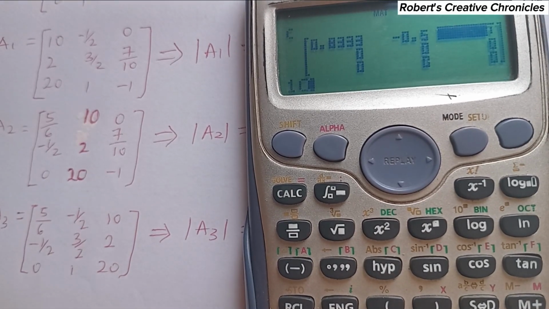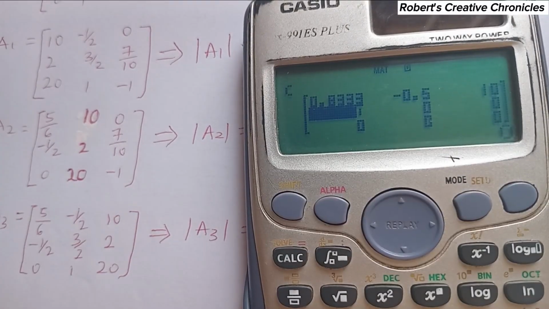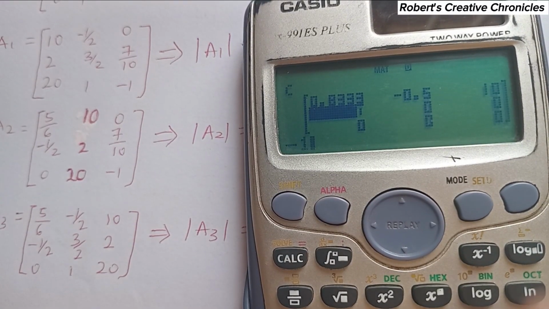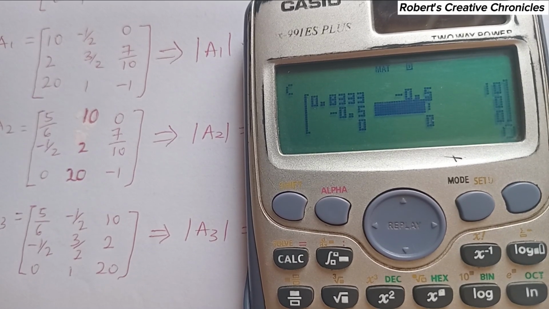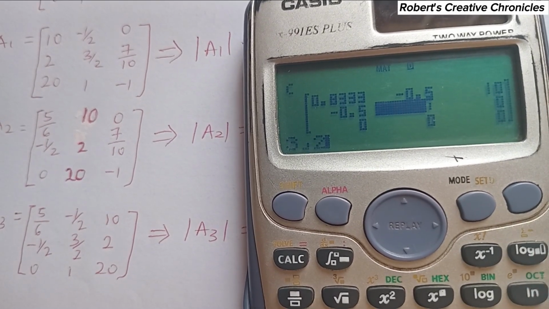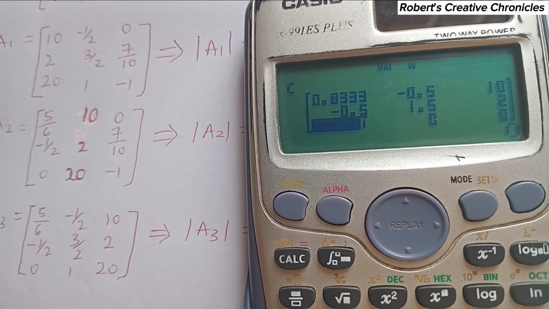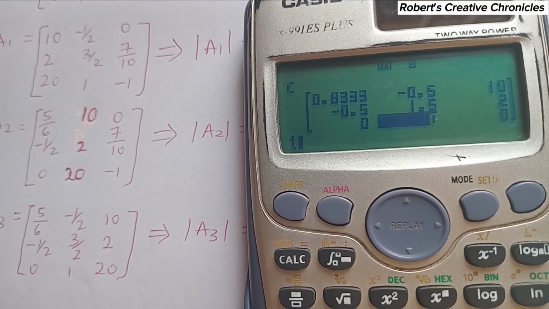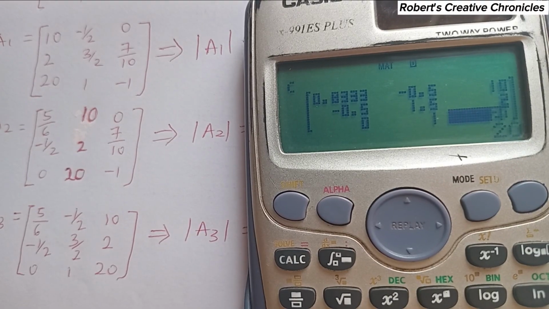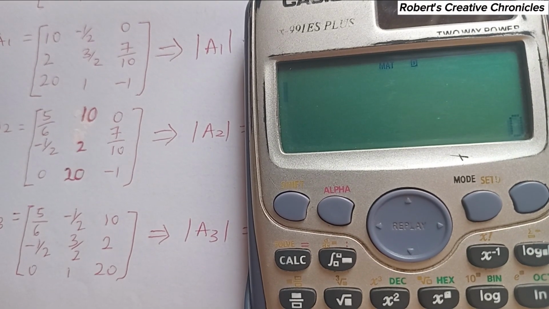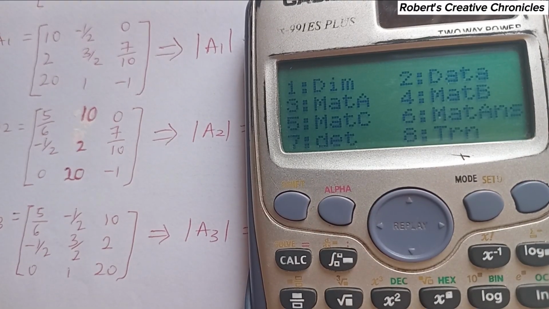Then negative 1 over 2, 3 over 2, 2, 0, 1, 20. Then we save it. So now we find the determinant.